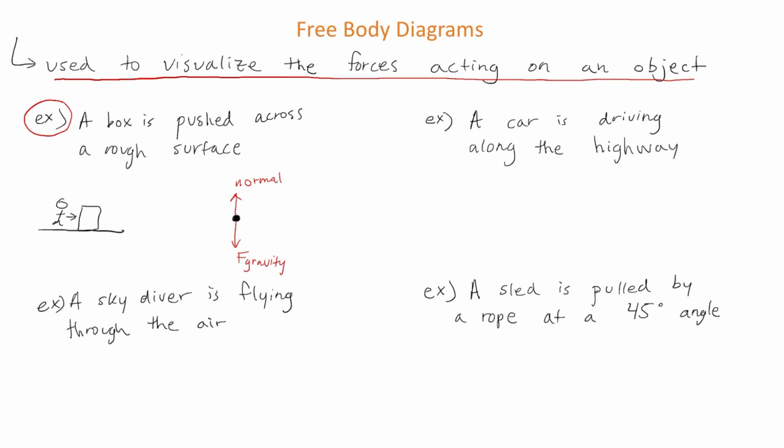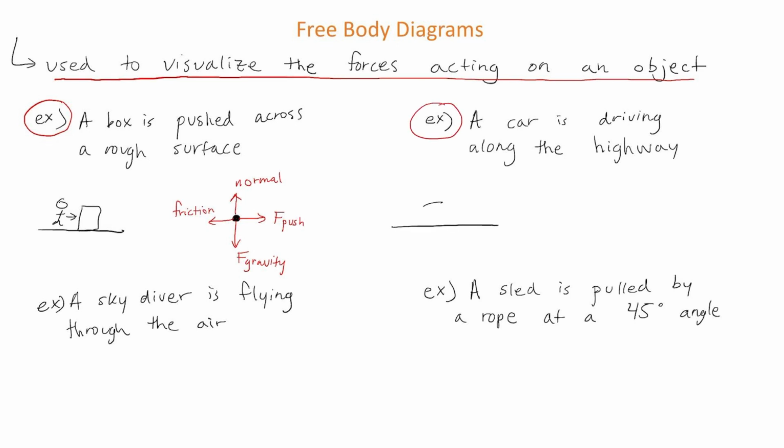And we also know the person is pushing on the box. So we will draw a vector for the pushing force. And this vector is in the direction that the box is moving. And finally, we were told that the box is moving on a rough surface. That means there will be some friction between the box and the surface. So we have to draw the friction vector. And friction is always opposing the object's motion. So it will be to the left.